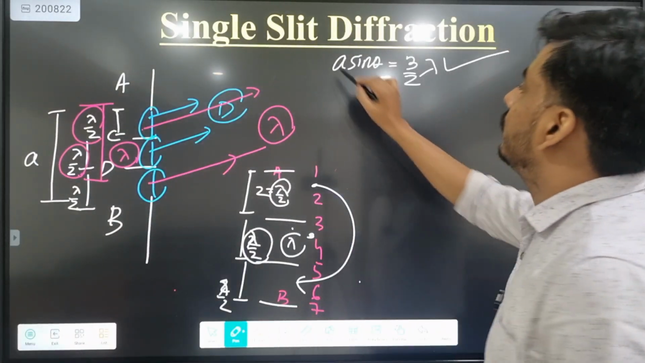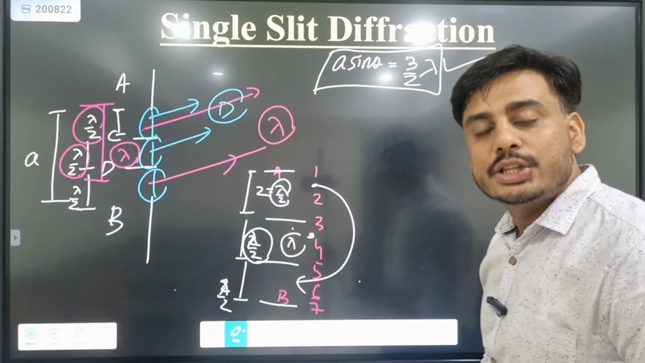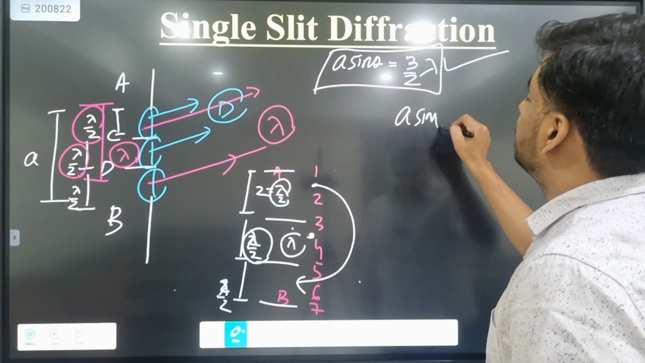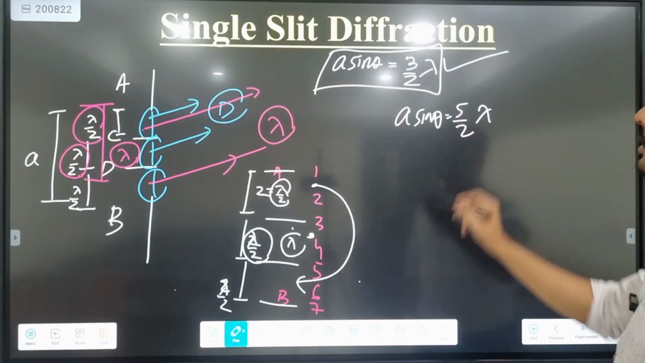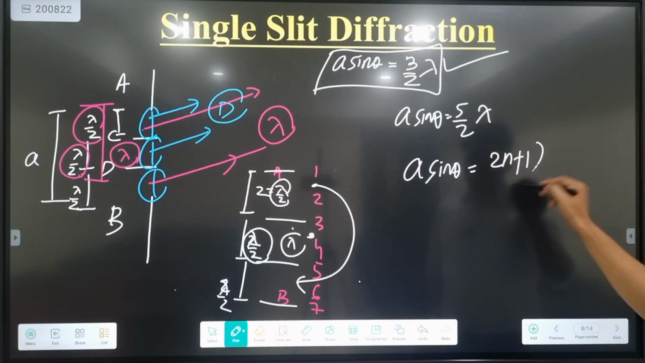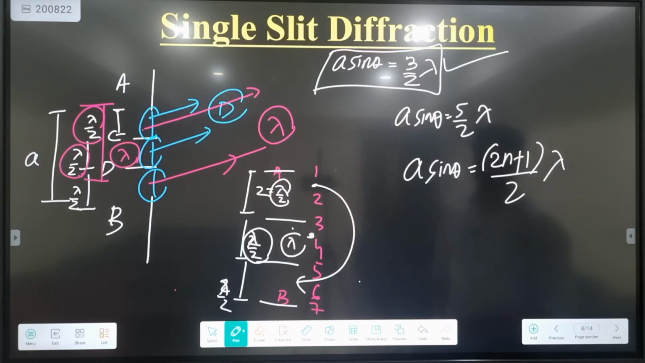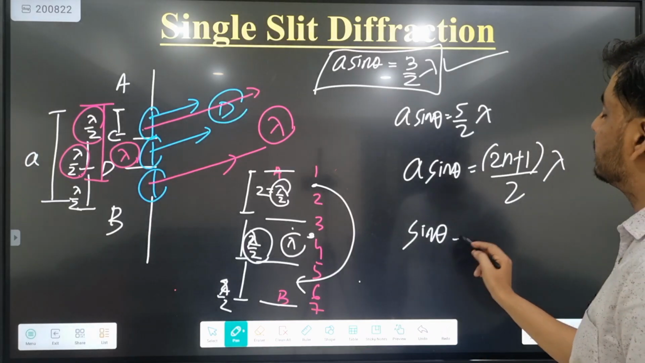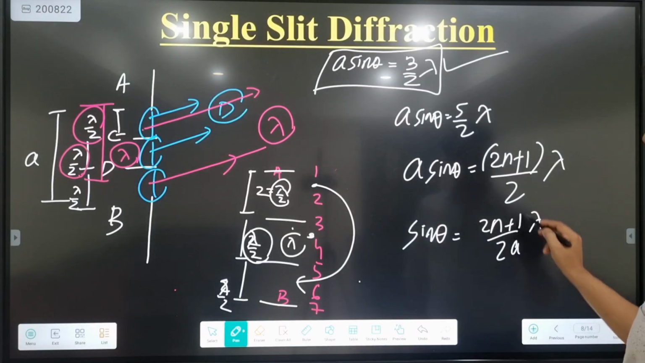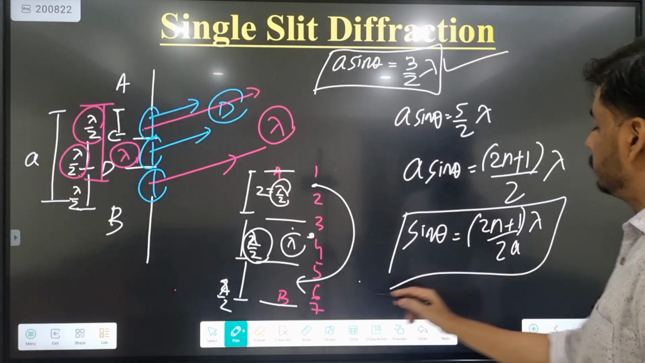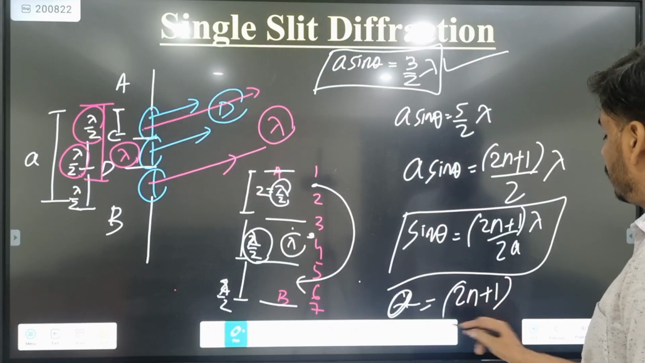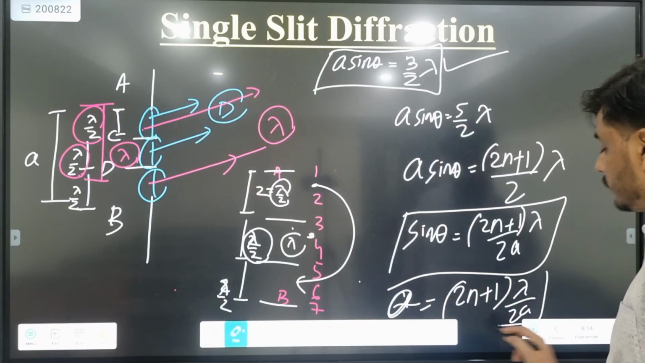So whatever we consider here, a sin theta equal to 3 by 2 lambda, that is the condition for constructive interference in case of single slit diffraction. Similarly, it will be a sin theta equal to 5 by 2 lambda. In general, you can take a sin theta equal to (2n plus 1), odd, by 2 into lambda, or sin theta equal to (2n plus 1) by 2 into lambda by a. For small angle, you can write theta equal to (2n plus 1) into lambda by 2a. This is the condition for theta.